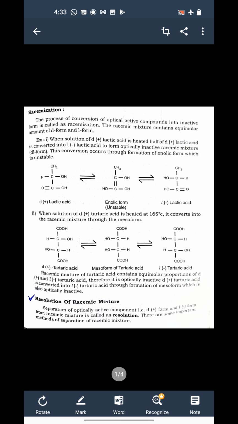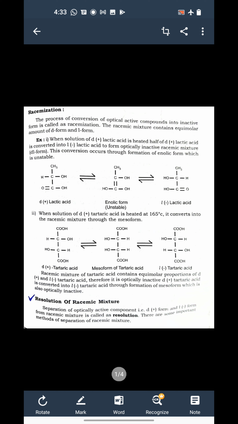So here, half of the D plus lactic acid gets converted to L minus lactic acid. So ultimately we get a racemic mixture, and therefore this process is called racemization. The same happens with D plus tartaric acid also.